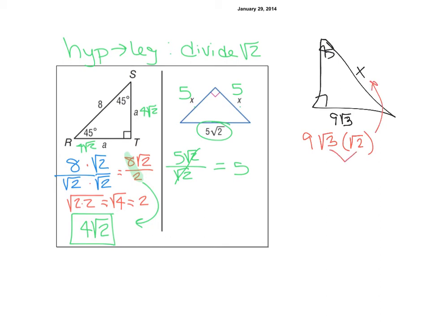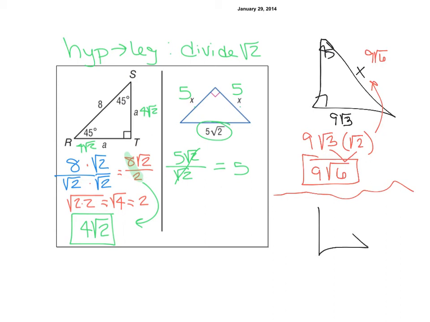Now, we multiply these roots together. So I'm going to carry my 9 down, and then I have the square root of 3 times 2, which is 6. Now, this doesn't come out to any perfect number, so this is my final answer. This is where I'm going to leave it, 9 root 6.